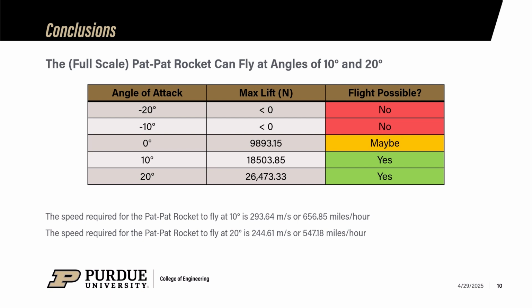While 0 degrees was not able to generate enough lift to lift the rocket above the ground, if the tests were conducted at higher speeds, due to the trend of the lift force, flight would be possible, we project. However, as expected, the negative angles of attack prevent flight and push the rocket into the ground.